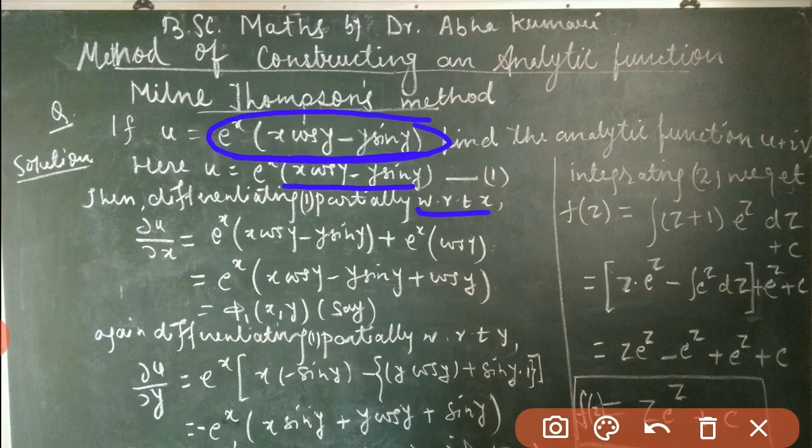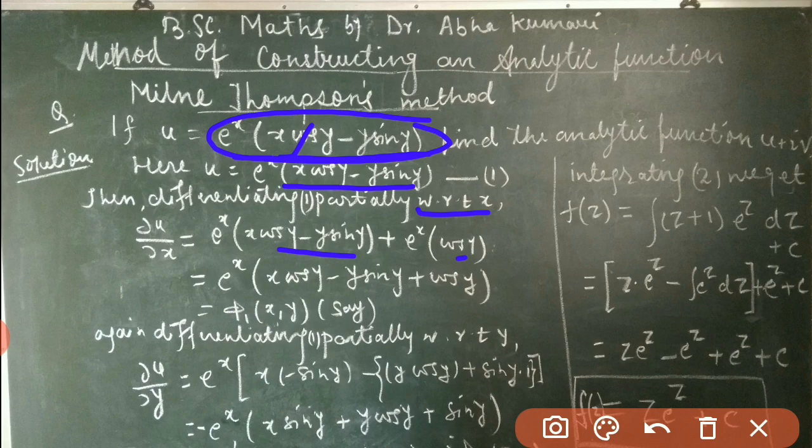While differentiating this term, we have e to the power x bracket x cos y minus y sin y plus, now e to the power x taken outside, we differentiate the term within the bracket. So we have x, and we get from here only cos y. So by solving, we have e to the power x bracket x cos y minus y sin y and then plus cos y here. Let this be phi 1. So I have given this function the name phi 1 of x, y.